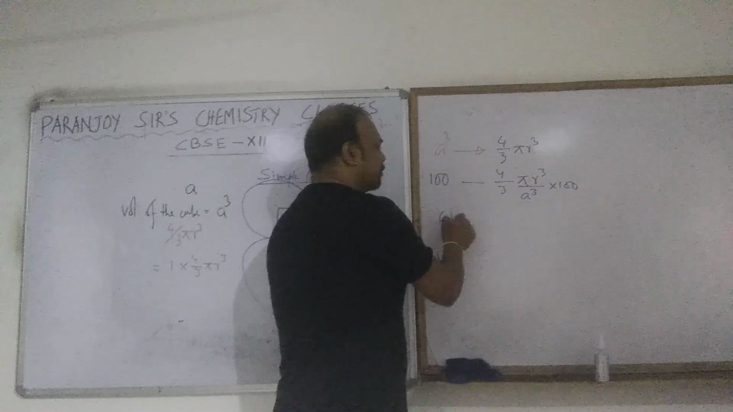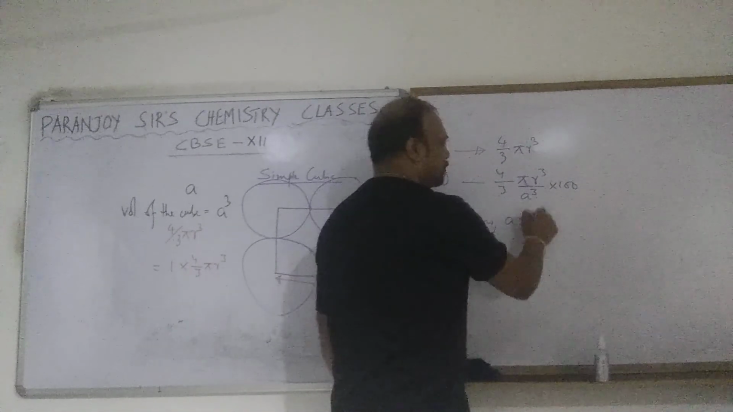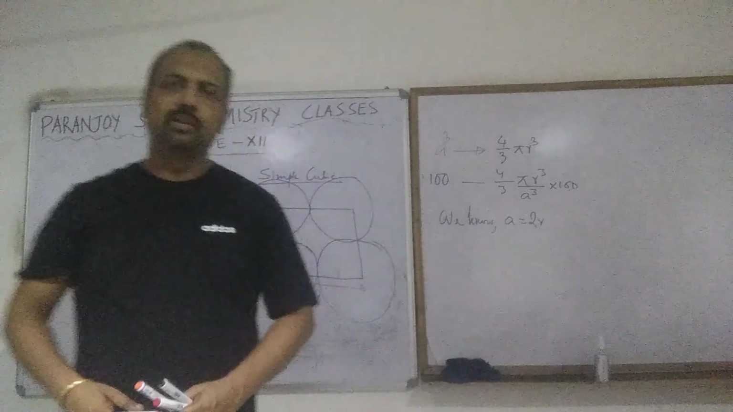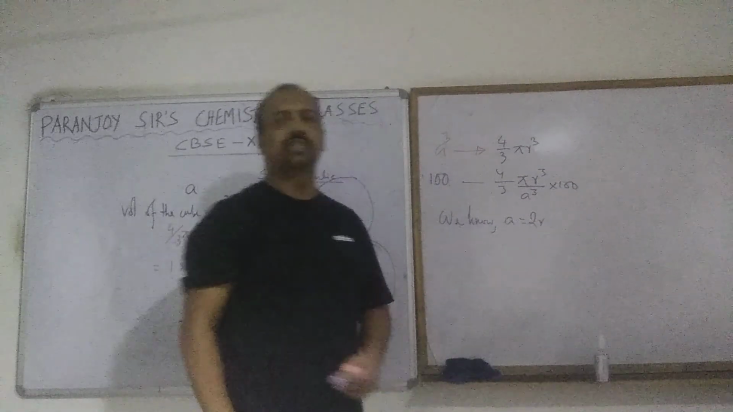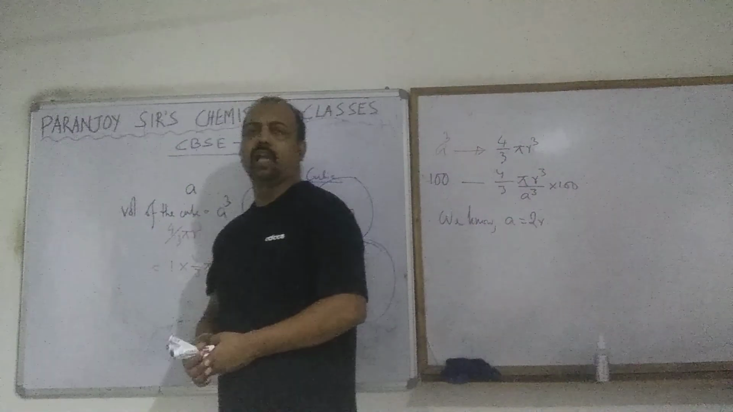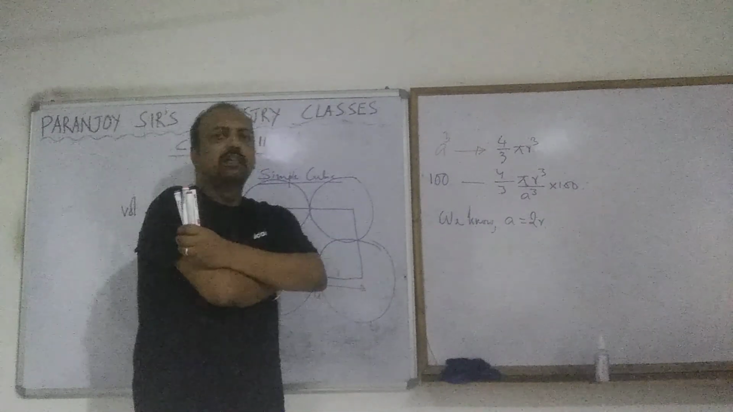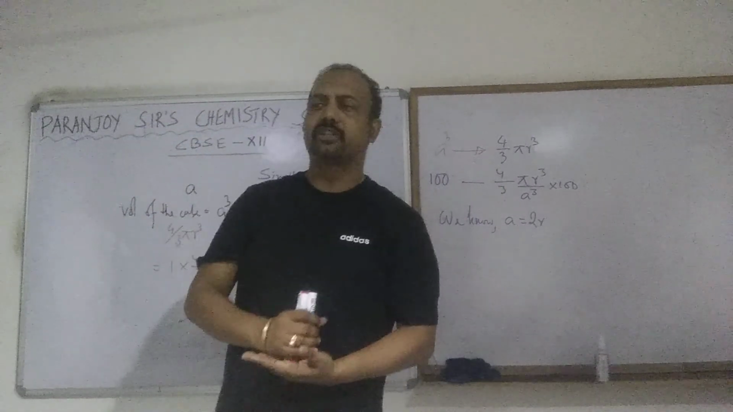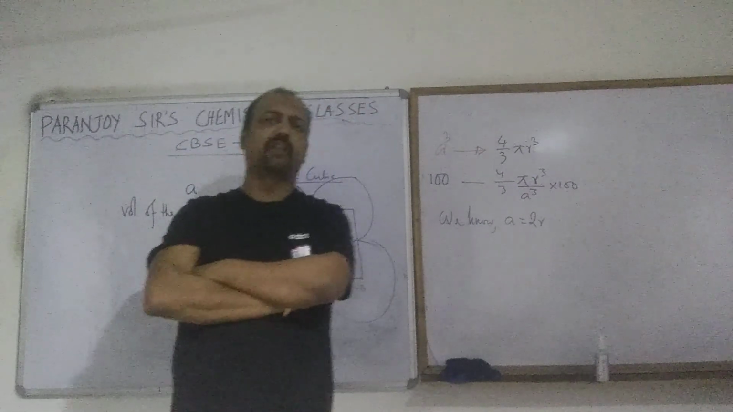We know a is equal to 2r. Put the value of a equal to 2r and calculate it. What is the percentage you are getting? Because a will be cancelled out, r will be cancelled out, so there will be just a simple value. You can use the calculator and do it at this moment. Just tell me the value.